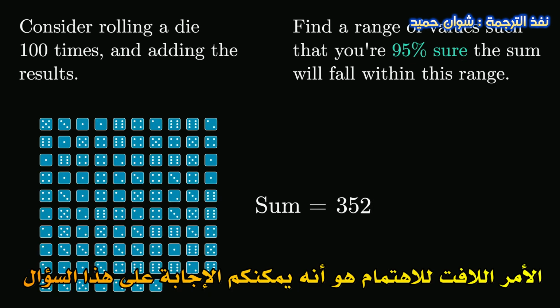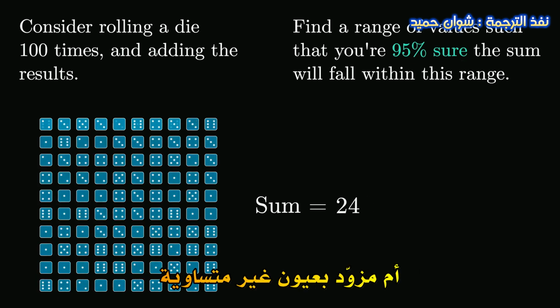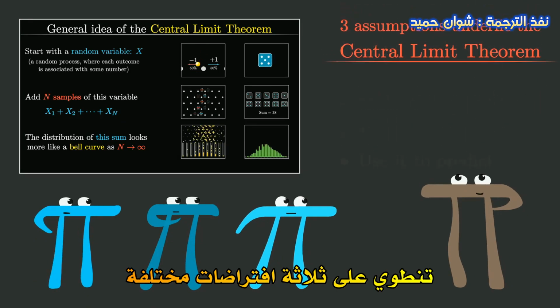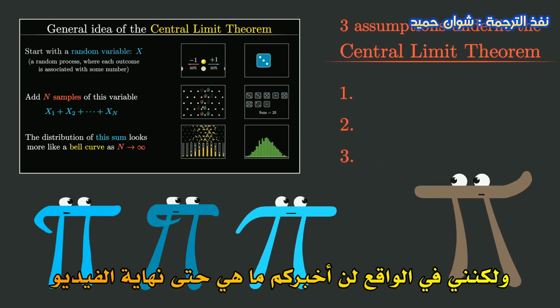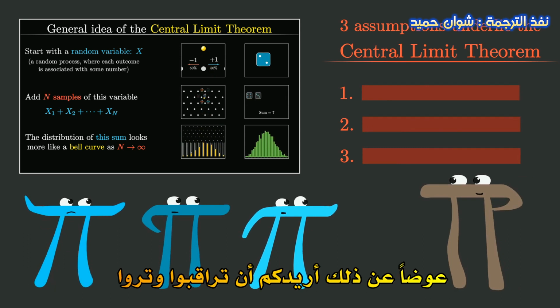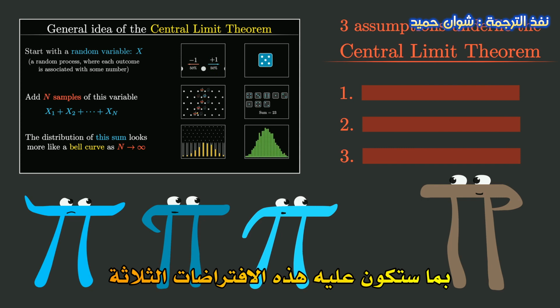The neat thing is, you'll be able to answer this question whether it's a fair die or a weighted die. Now let me say at the top that this theorem has 3 different assumptions that go into it, 3 things that have to be true before the theorem follows. And I'm actually not going to tell you what they are until the very end of the video. Instead, I want you to keep your eye out and see if you can notice and maybe predict what those 3 assumptions are going to be.